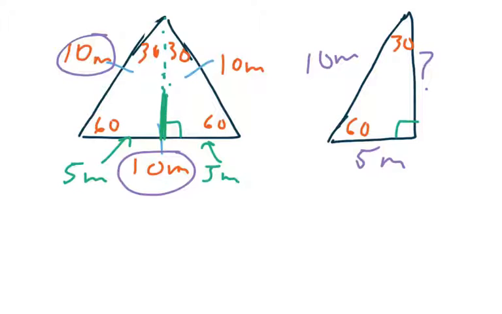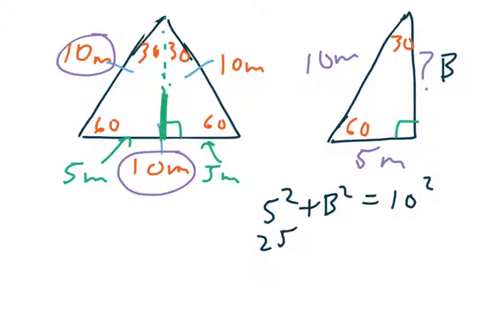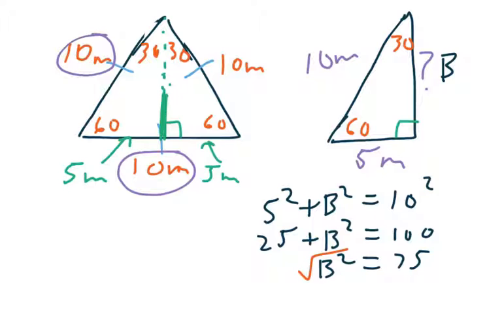But we can use Pythagorean theorem, right? So I'm just going to call this side my B side. Okay? And I know that A squared plus B squared equals C squared. And doing a little math, that means 25, which is 5 squared, plus B squared equals 10 squared, 100. We're going to minus 25 both sides. So B squared is 75. And to find B, we're going to square root B squared, right? So B ends up being the square root of 75. But let's simplify that.